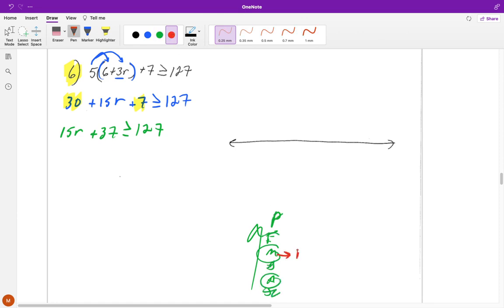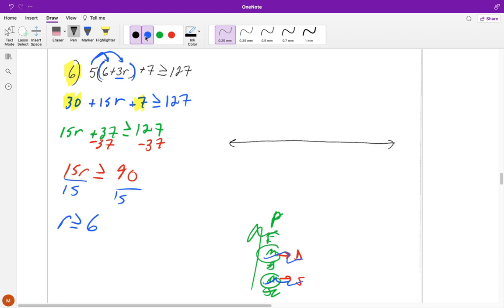Well, the opposite of multiplying is dividing. The opposite of addition, subtraction. So I'll subtract 37 from both sides. So 15r is greater than or equal to 90. And then I will get rid of the multiplying through division. I'm going to divide by 15. r is then greater than or equal to 6.